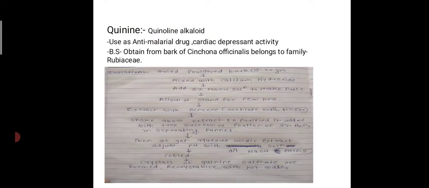Starting with quinine, it is the phytoconstituent obtained from the bark of Cinchona officinalis, which belongs to family Rubiaceae. It belongs to the category of quinoline alkaloid. Quinine is used as an antimalarial agent in the treatment of malaria, and it also shows activity on the heart. On the heart, it acts as a cardiac depressant.